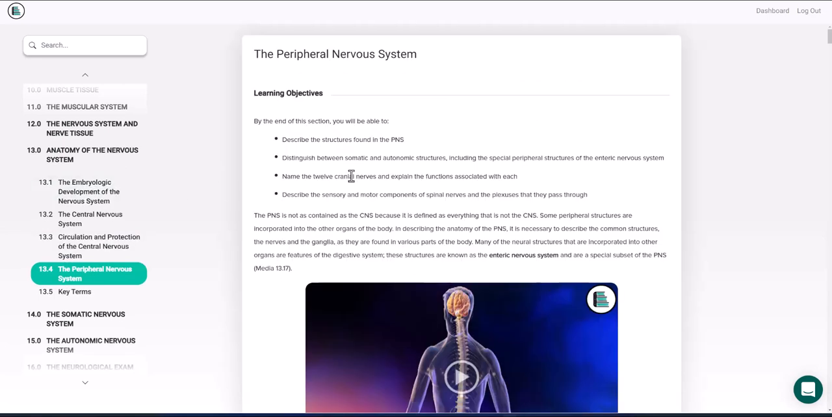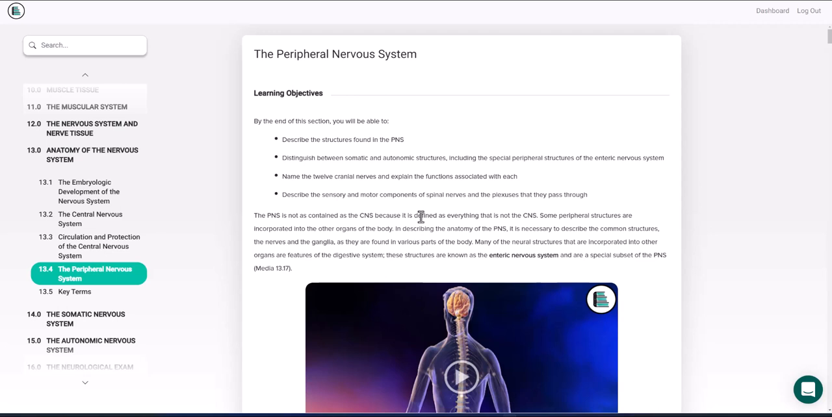And here we're going to be looking not at the central nervous system, which has been our focus up until this point, but now we're taking a look at the peripheral nervous system. Recall, these are the structures found outside of the brain or the spinal cord. Primarily, we're going to be looking at nerves. And we're also going to be taking a look at ganglia briefly.